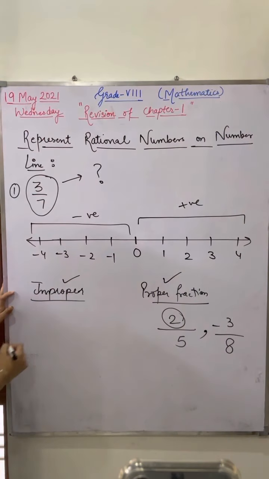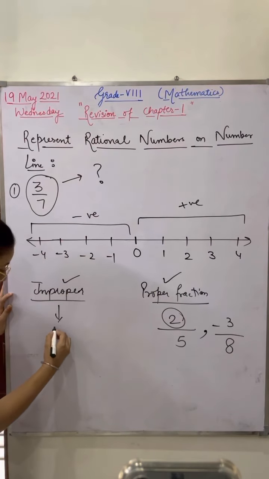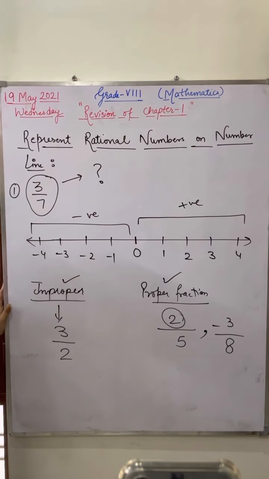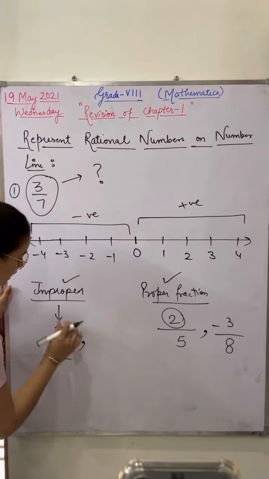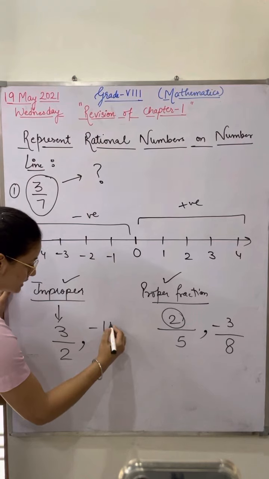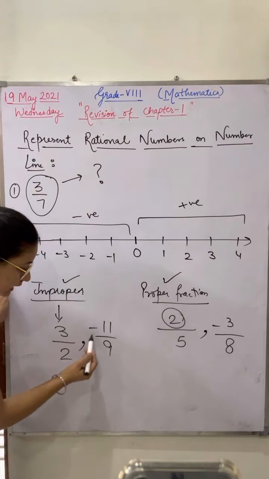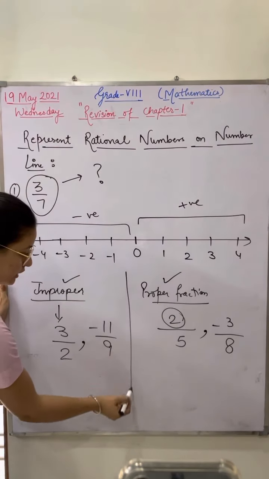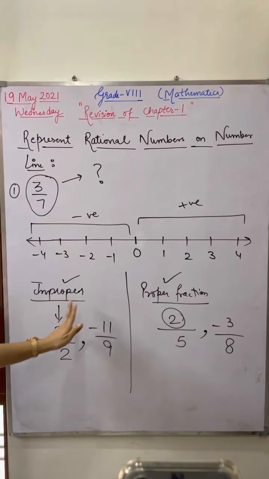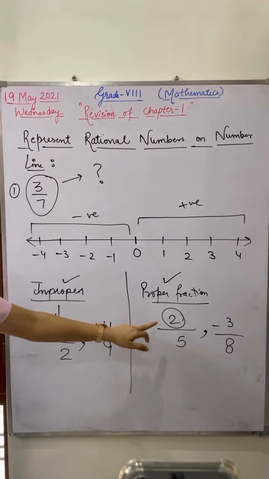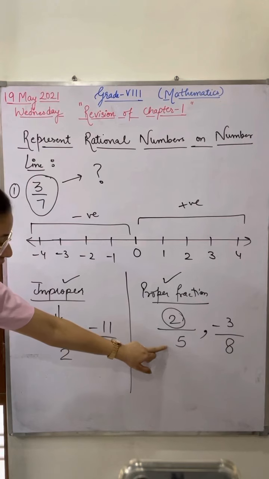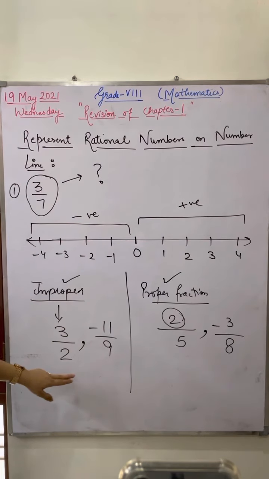What are improper fractions? Improper fractions are those where the numerator is bigger than the denominator. I have told these things in the class when we started the chapter. Another example of an improper fraction: -11/9. Again, the numerator is bigger than the denominator. So you must know the difference between proper and improper fractions. In a proper fraction the numerator is smaller than the denominator, and in an improper fraction the numerator is always bigger than the denominator.